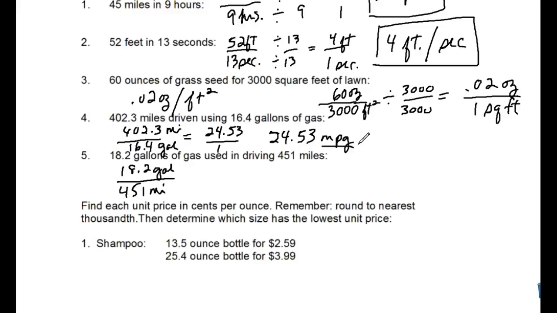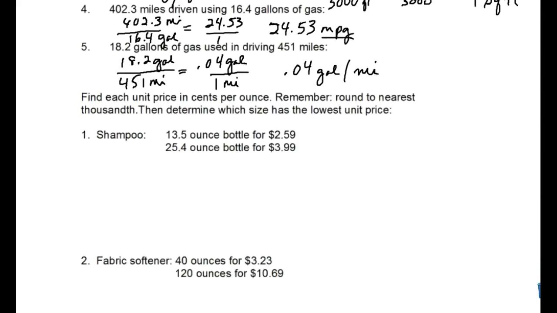If I divide the top and the bottom by 451, I get 0.04 gallons for 1 mile. 0.04 gallons per mile. Notice we don't do GPM because that's not a usual and customary kind of a rate. The MPG is a usual rate, so it's okay to write it that way. So there's some rates. Let's take a look at a couple of unit price problems.